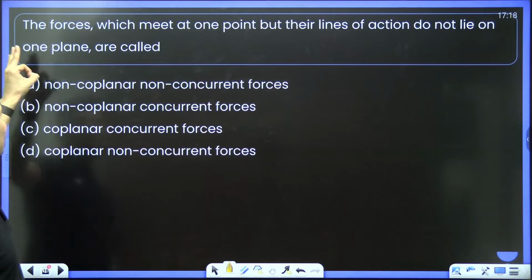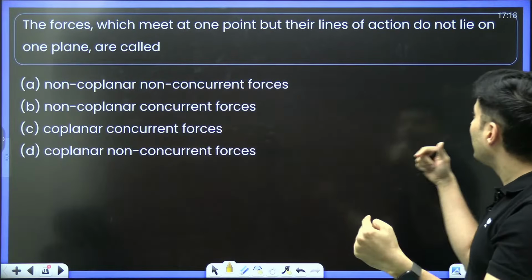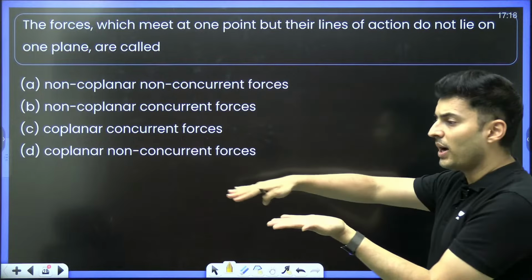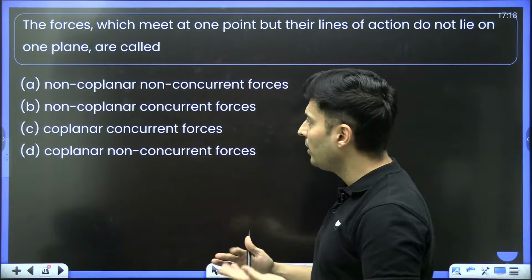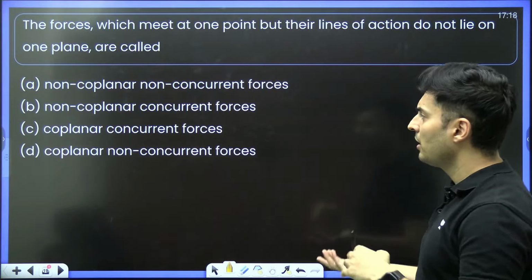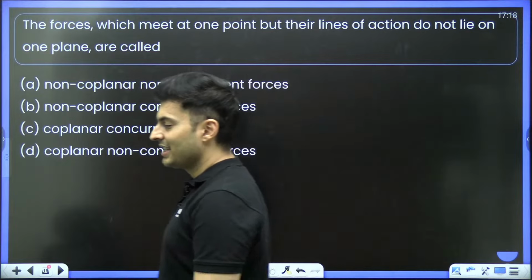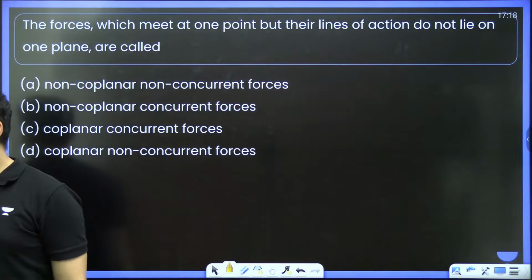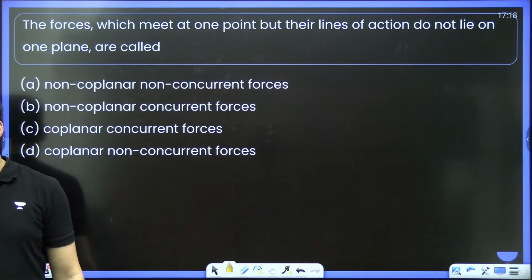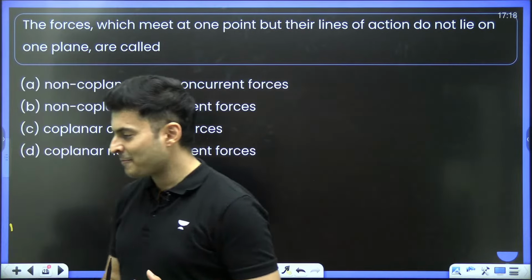That's all. The forces which meet at one point, but the line of action do not lie in one single plane, are called: non-coplanar non-concurrent, non-coplanar concurrent, coplanar concurrent, or coplanar non-concurrent. Come on, my dear warriors. This is pure geometry, nothing else. What do you think is the correct answer?